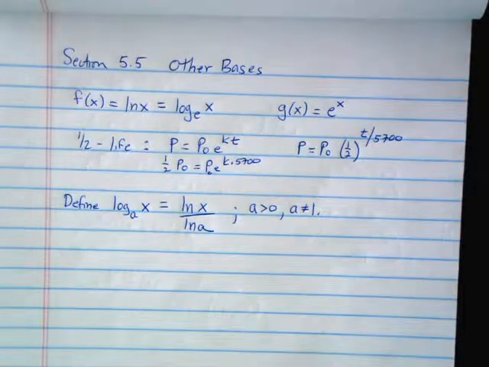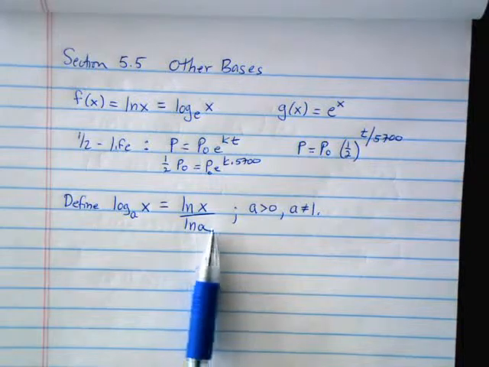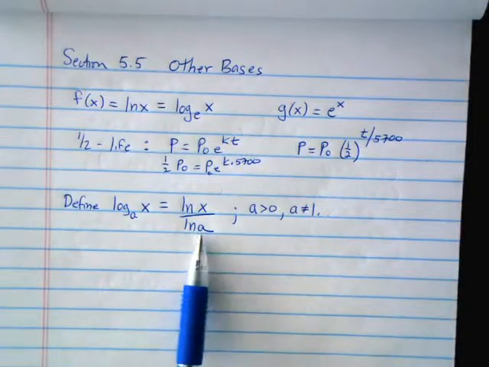How come a has to be a positive number? We can't use negative numbers in ln, and right here I have ln a. I can't use any negative numbers. ln is only defined for positive numbers. How come a can't be the number 1? ln of 1 would be 0, and we'd be dividing by 0.